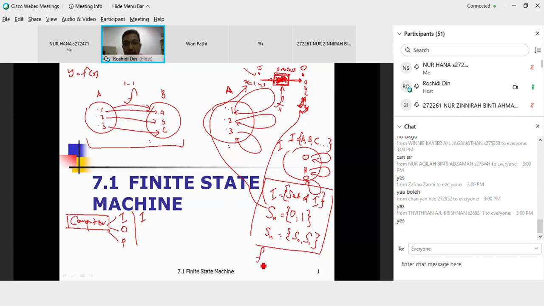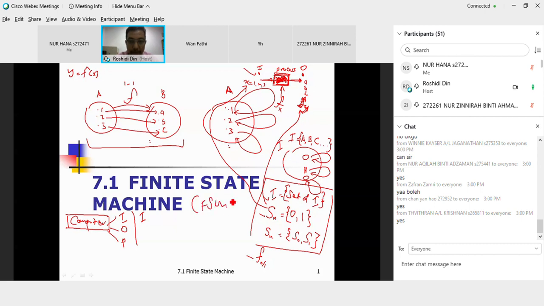F0 or F1. So if we process the input 0 here, it will be F0, and maybe here it changes to F1: input 0, the output 1. But it is determined based on the function. So now we have input, state, and function. This idea we generalize based on the relation in set. Okay, that is the simple idea before we talk about the finite state machine, or FSM.